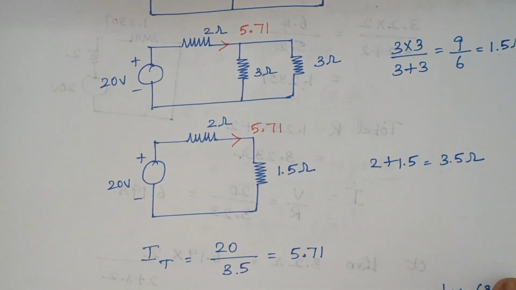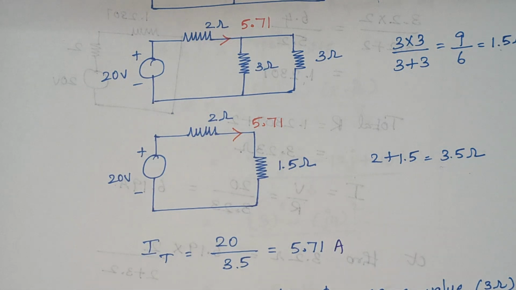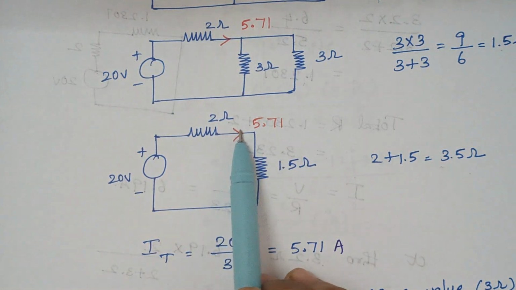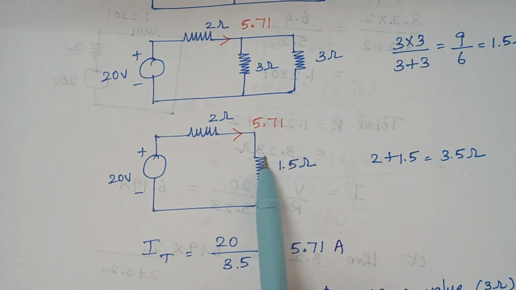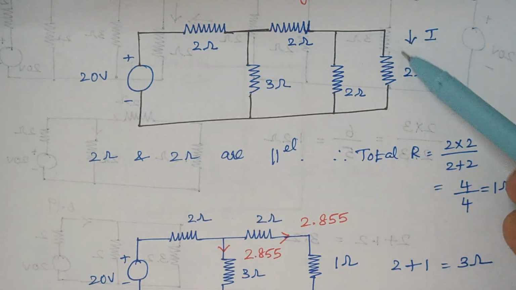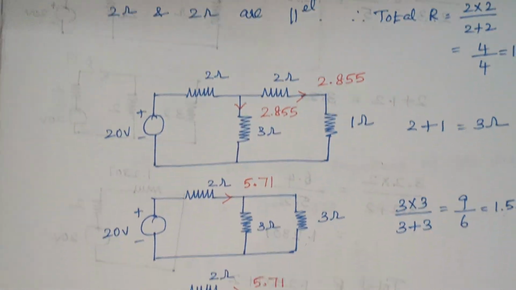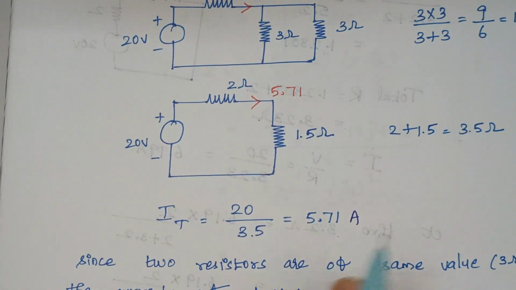So we know the value of voltage, we know the value of resistance. So now we are going to calculate the value of current. So it is nothing but 5.71 amps here. So this is the total current that flows through the circuit. So here we are having our 5.71. But what is our ultimate aim? Our aim is to calculate the current that flows through this 2 ohm resistor. Right. So we are proceeding gradually backwards.